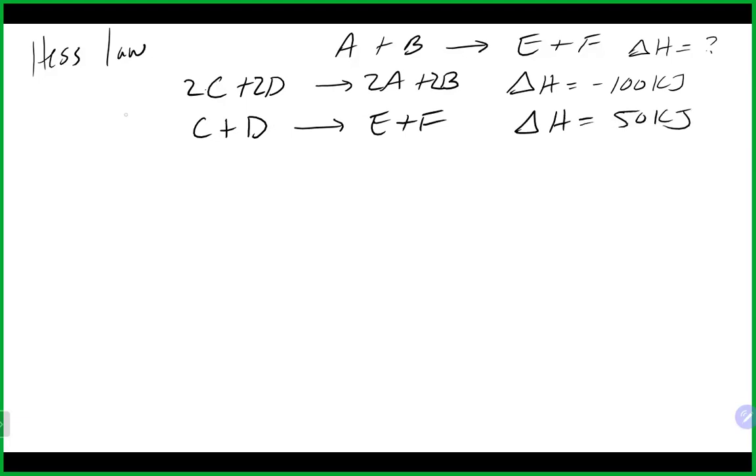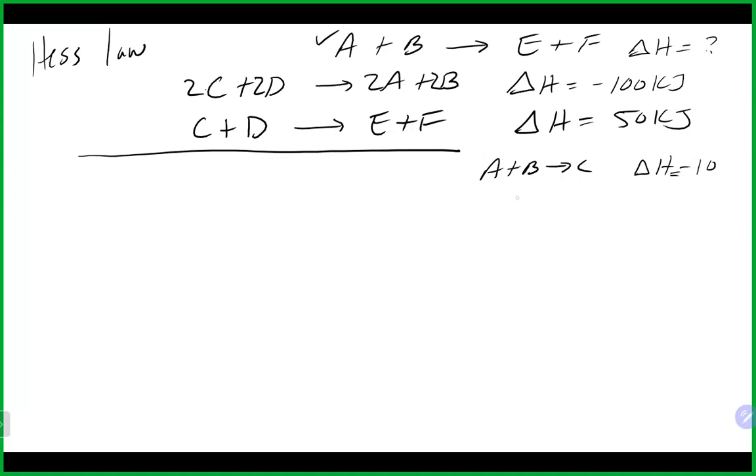So we want to basically add these equations together to end up with this equation. And remember that when we manipulate an equation that has a delta H with it, we have to do some things to it. So for example, if we have an equation and we simply reverse it, what we do with the delta H is just change the sign. So it goes from -10 to +10 in this case.